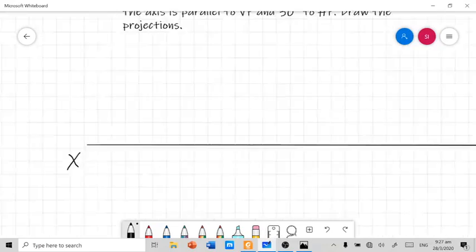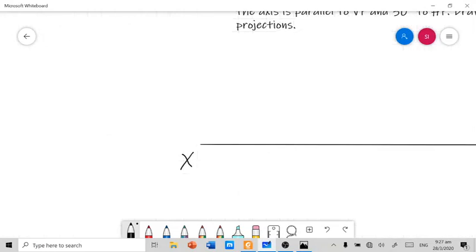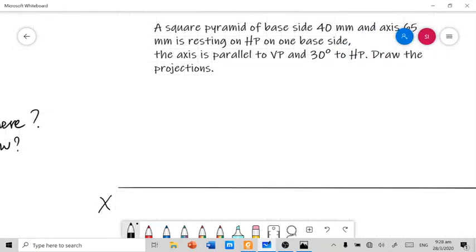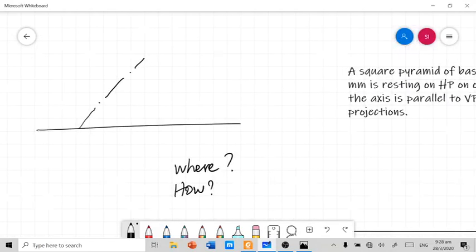And as usual, we have to start the answer by asking two questions with the problem: where should be the base and how should be the base. As per this problem statement, the square pyramid rests on HP with the axis inclined to HP and parallel to VP. So basically, the axis will be like that when the solid is resting on HP and you view it from the front. So its axis is inclined to HP.